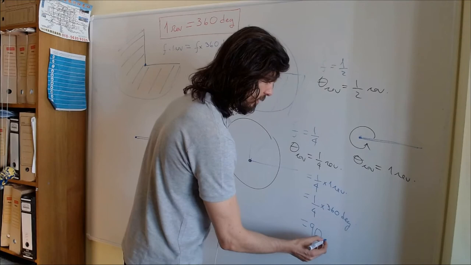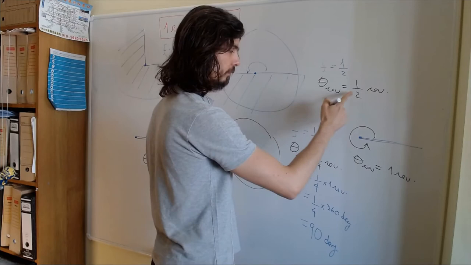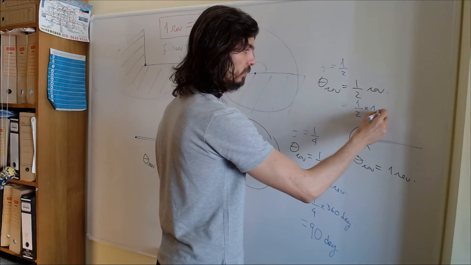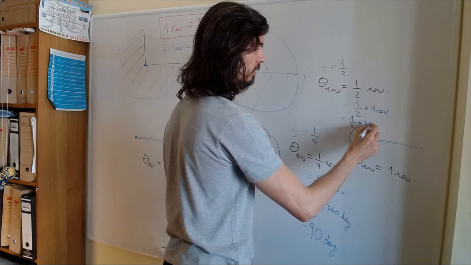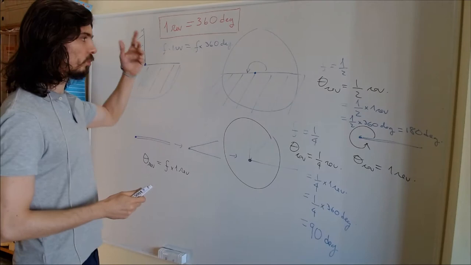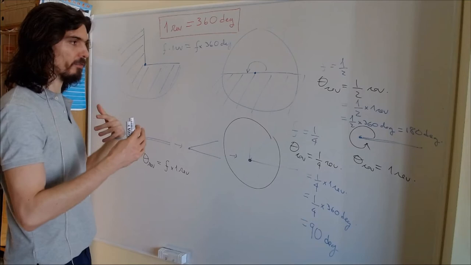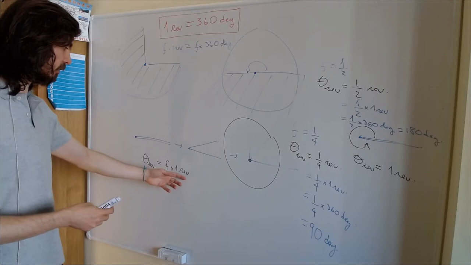Here, the same thing. If you have the angle measured in revolutions, this means that we have 1/2 times one revolution. Okay, but one revolution is 360, so this is 1/2 times 360 degrees, which is 180 degrees. So you just switch the reference, you see. Your f is essentially telling you the fraction, but the fraction can be converted either in revolutions or in degrees.